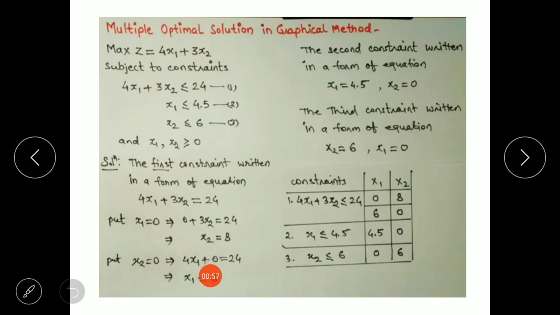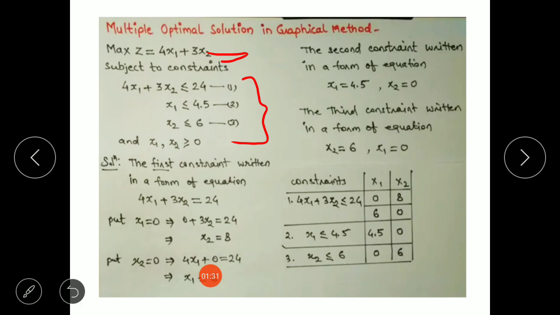Suppose this is the objective function. This is a linear programming problem of maximization type. Here the objective function is maximize z = 4x1 + 3x2, subject to three constraint equations: 4x1 + 3x2 ≤ 24, x1 ≤ 4.5, and x2 ≤ 6.